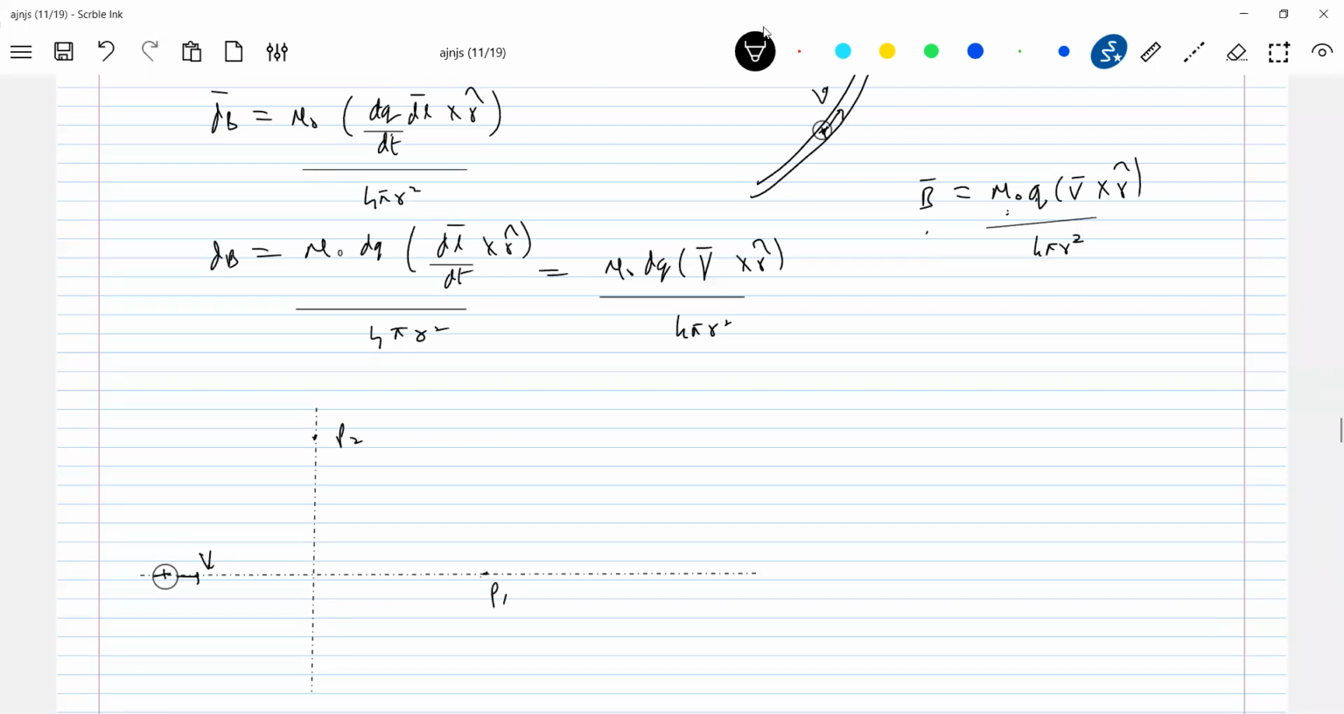At P1 it should be 0, no? Any reason for that? Because this is the vector R1 bar. What is the angle between V bar and R1 bar? Parallel to that. So field strength at point P1 will be 0.